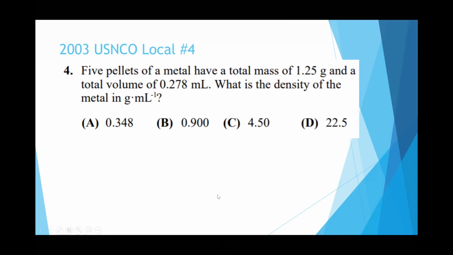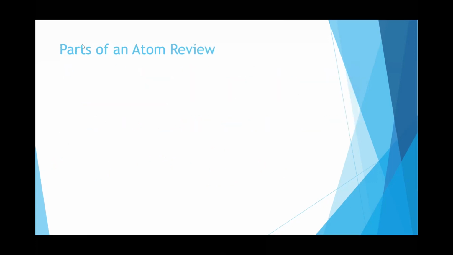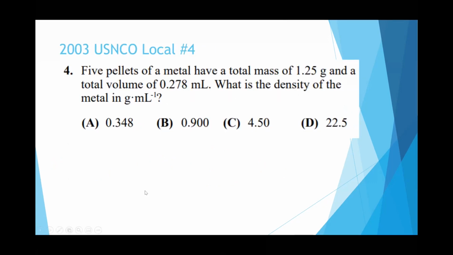Okay, so let's try this problem. This is a US NCO, which is a National Chemistry Olympiad. If you guys like chemistry, I would suggest you to participate when you get in high school. It's similar to a math competition, but this one says 5 pellets of metal have a total mass of 1.25 grams and a total volume of 0.278 milliliters. What is the density of this metal?